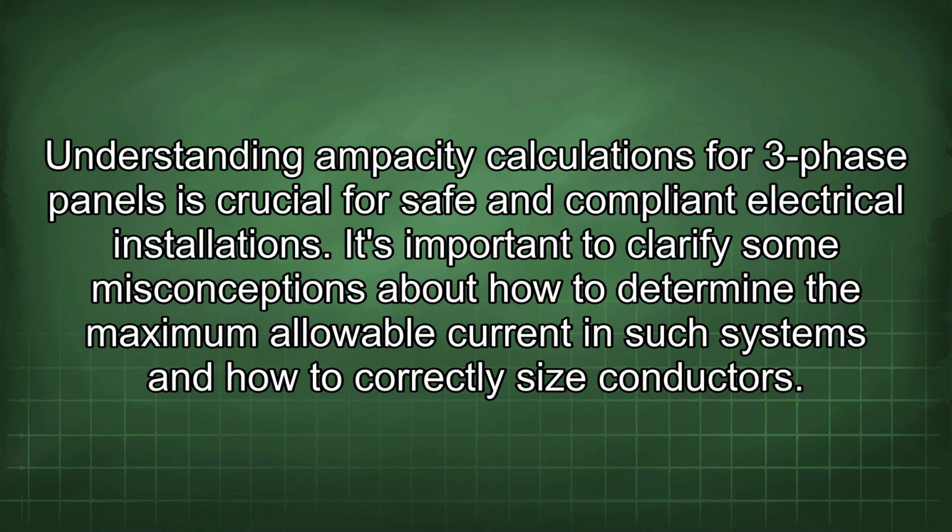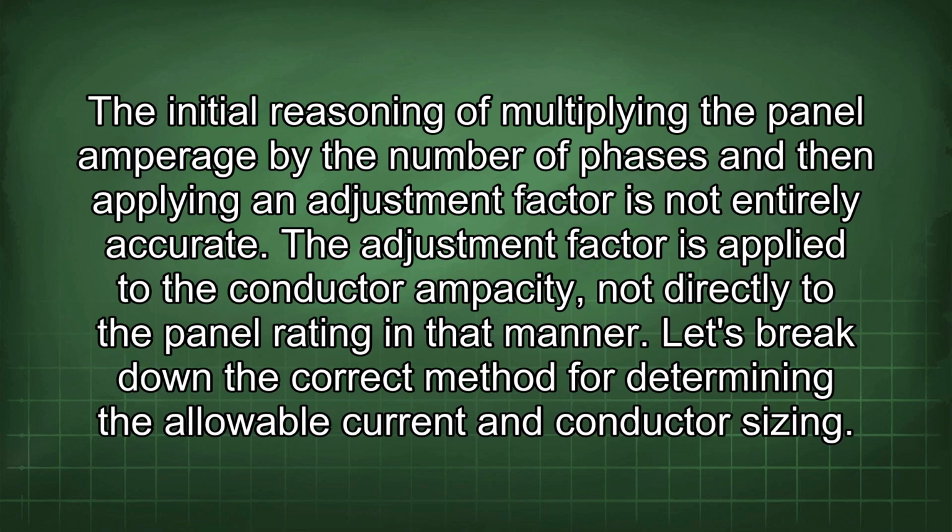Understanding ampacity calculations for three-phase panels is crucial for safe and compliant electrical installations. It's important to clarify some misconceptions about how to determine the maximum allowable current in such systems and how to correctly size conductors. The initial reasoning of multiplying the panel amperage by the number of phases and then applying an adjustment factor is not entirely accurate. The adjustment factor is applied to the conductor ampacity, not directly to the panel rating in that manner.